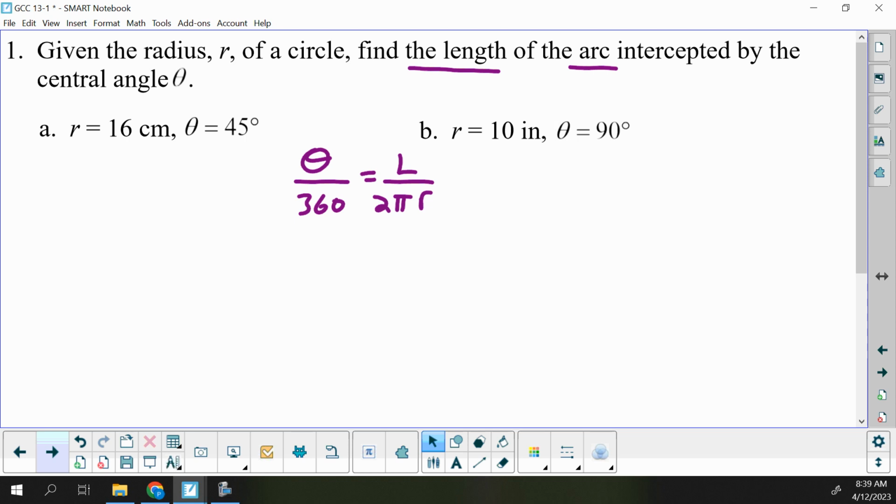Well, notice they tell us theta. Theta is 45 degrees over 360 equals, our arc length is what we're looking to find in the question. So we're going to leave that as L. And then we'll have 2 pi times what they told us our radius was, 16. And now to find L, we're just going to cross multiply.